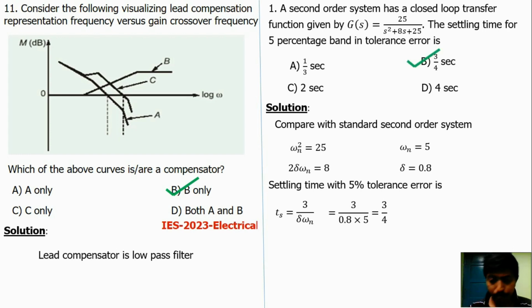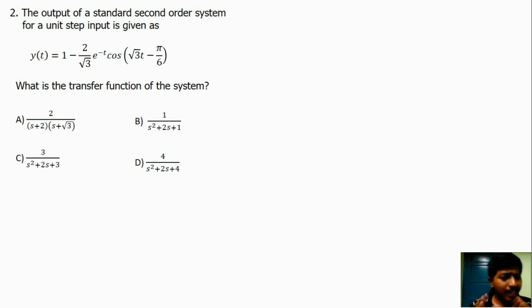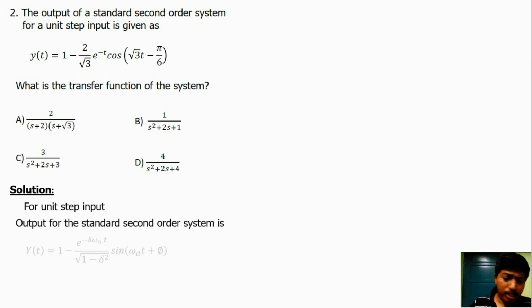The second question. The second question is also on time domain specifications. Here the objective of the question is, the output response is given, we have to find the transfer function of the system. So we know the standard output for a second order system, y of t for unit step input, y of t is equal to 1 minus e power minus del omega n t divided by root of 1 minus del square, sin of omega d t plus phi. This is the standard output for the standard second order system.